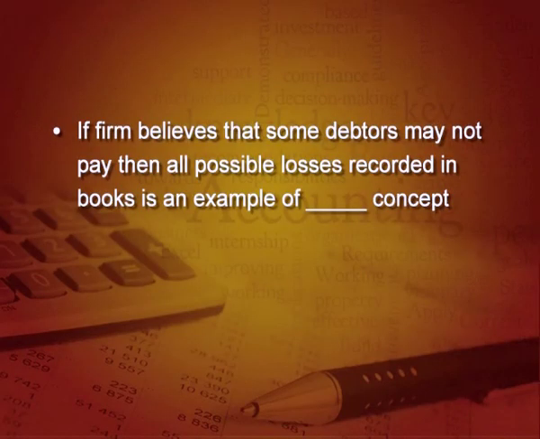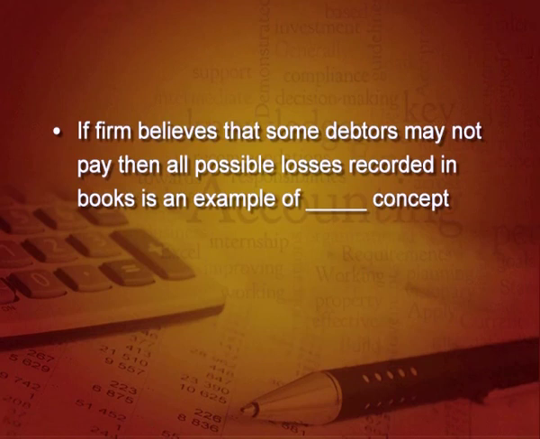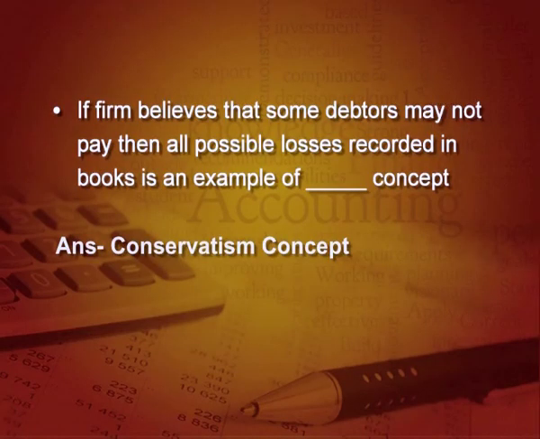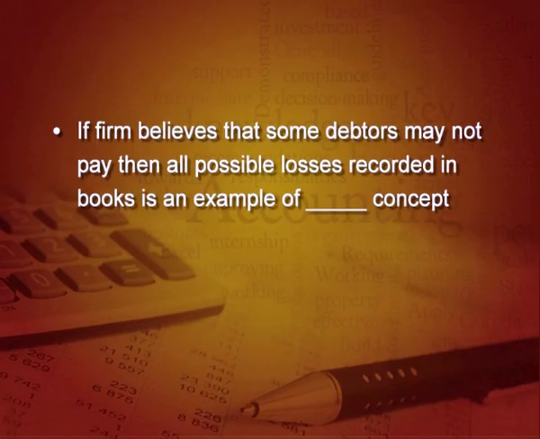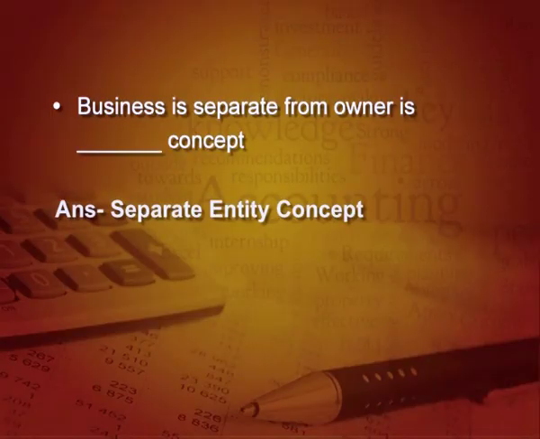If a firm believes that some debtors may not pay, then all possible losses recorded in the books is an example of which concept? All possible losses. This is the crux word. Yes, it is conservatism concept, because here we record all possible losses, but never record the profits. Again a simple one, business is separate from owner is yes, separate entity concept or business entity concept. So, these are some examples which you can see that you have understood or not.